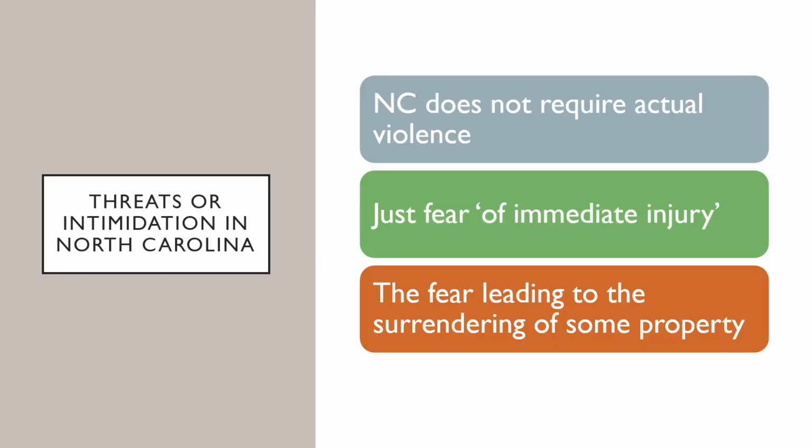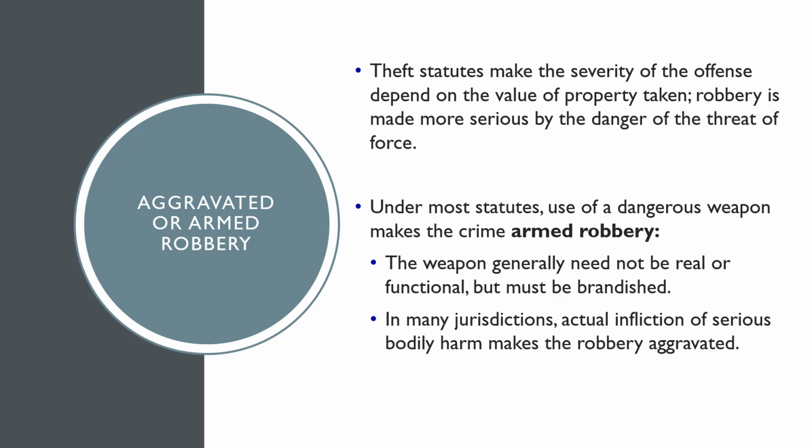North Carolina does not require actual violence, just the fear of immediate injury. And I would add to that physical injury to make it clearer. And the fear has to lead to the surrendering of some personal property on your person. All right, now, obviously, this is just the basis. And like most of the law, we're going to build on the basis of robbery. And the next thing we're going to add on is armed or aggravated robbery.